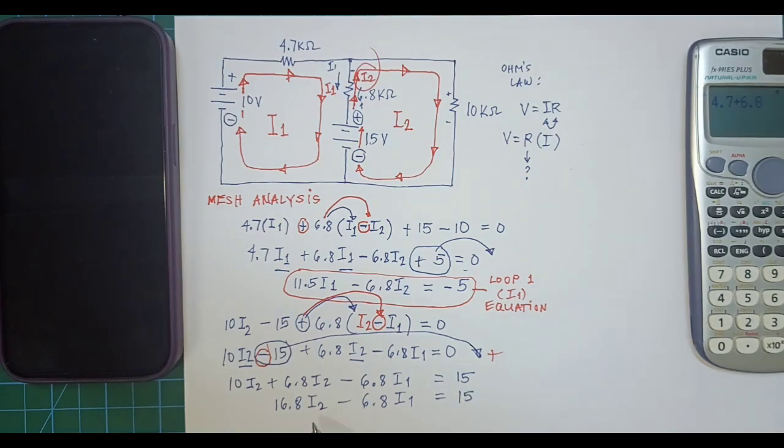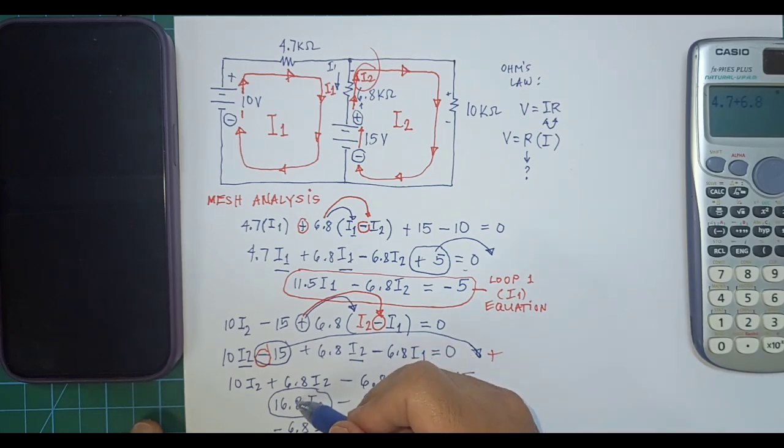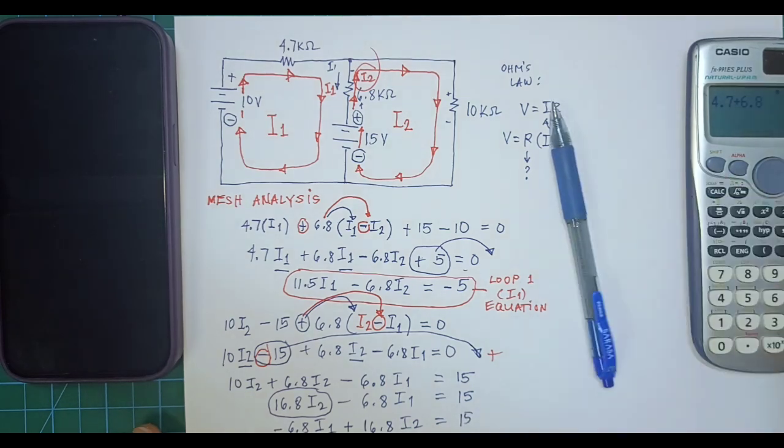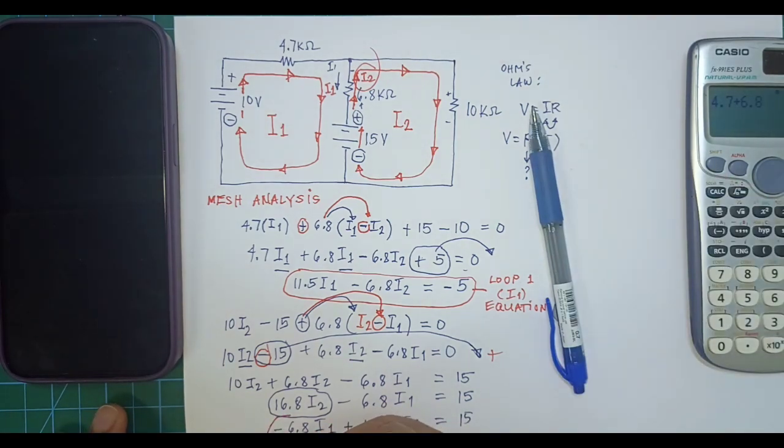But then this is 2 and this is 1. Let's sort it. Let's put the I1 first before the I2. So I'll write negative 6.8 I1 first before the positive. So negative 6.8 I1, I did not do anything but move it to the left, and this one we put on the right, so it's still plus 16.8 I2 equals 15. And there you go, we got the second equation.